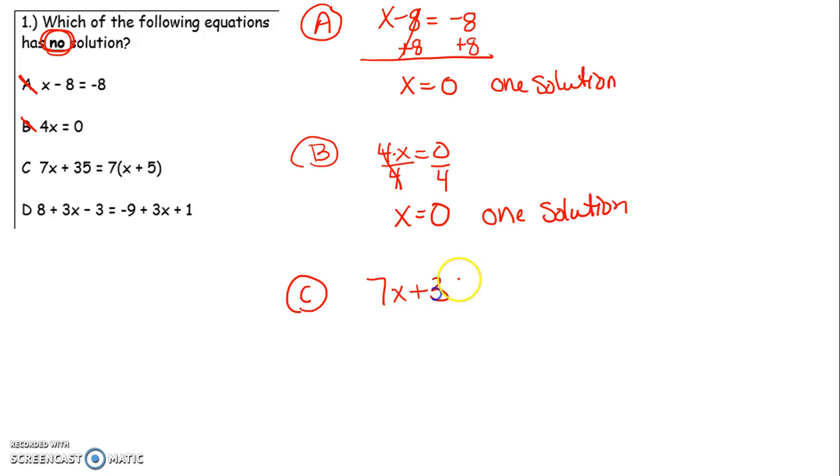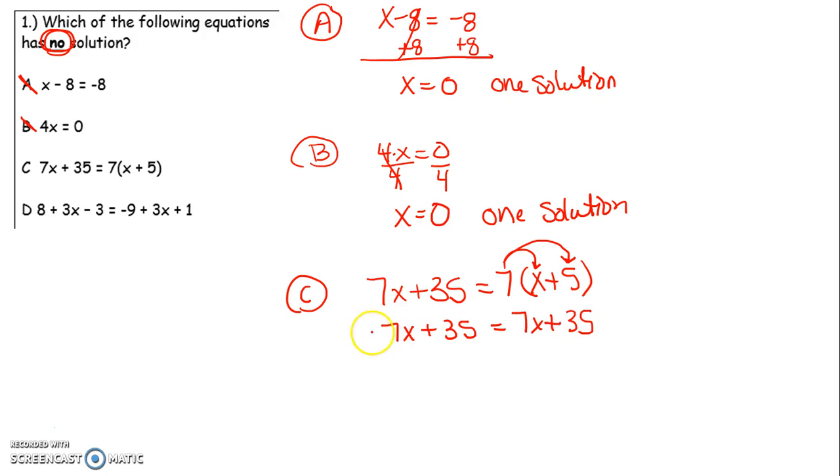Let's try C, because I want the one with no solution. 7x plus 35 equals 7 times x plus 5. Okay, I'm going to go ahead and distribute the 7 through this set of parentheses, and I'll have 7x plus 35 equals 7 times x is 7x, 7 times 5 is 35. If you look, you can see this side of the equation completely matches this side of the equation. So we've just created a true statement. That's always going to be true.